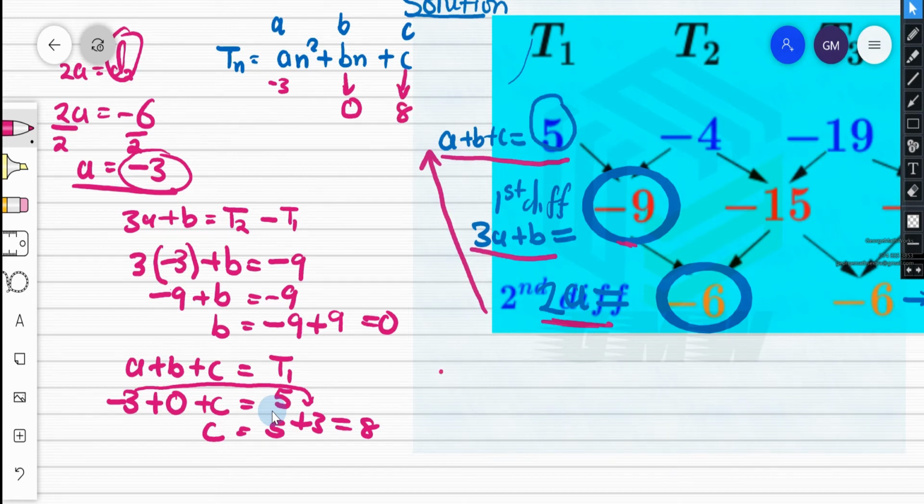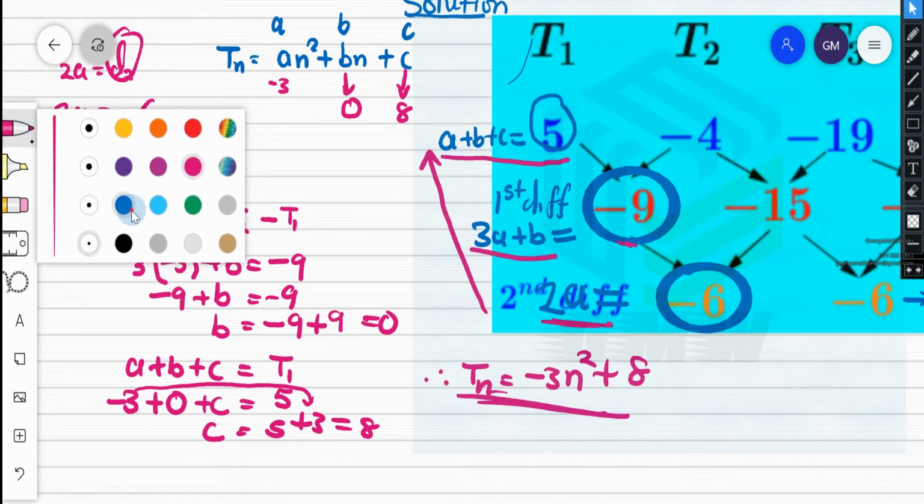Therefore, in the end, one can say Tn is equals to minus 3n squared, then plus 0n, then plus 8. This here is the answer we were looking for. That's how we can use this diagram here. And the combination of the formulae I gave earlier, that's how they get to be connected, and then it gets to simplify our work here.